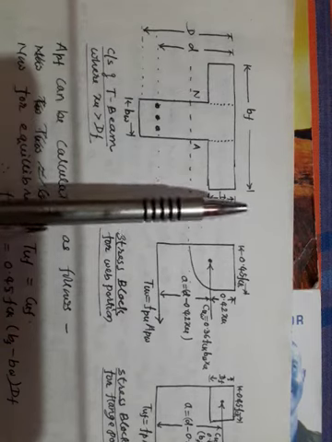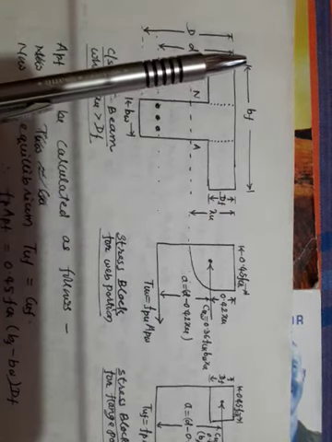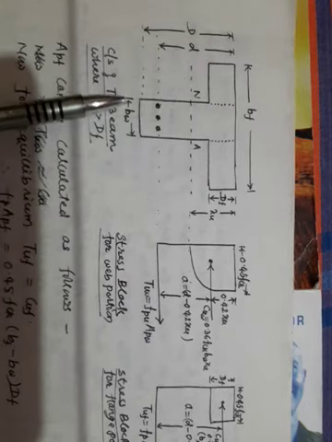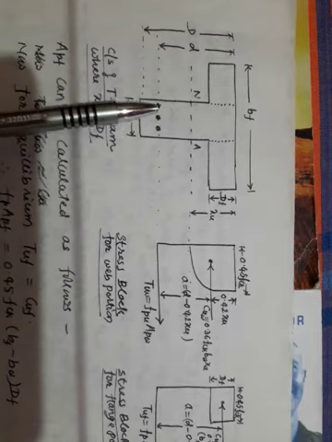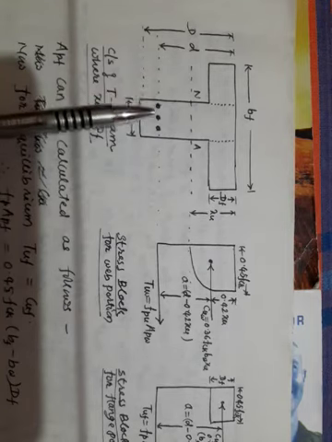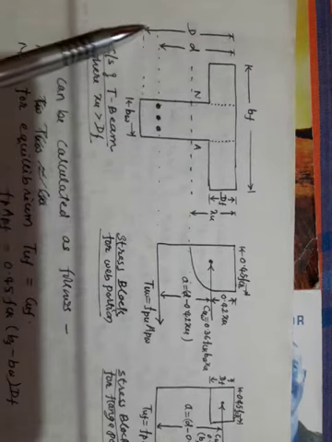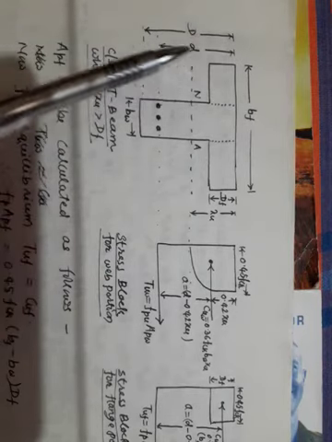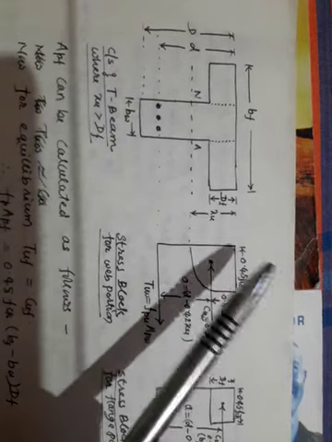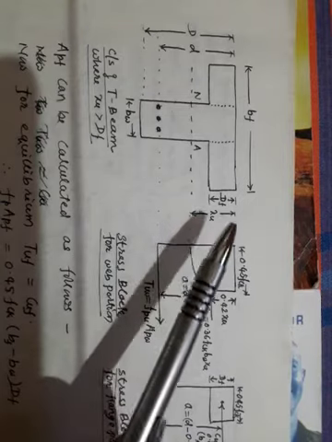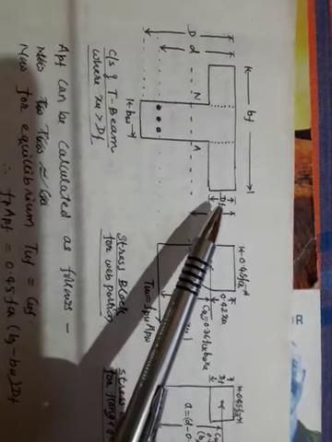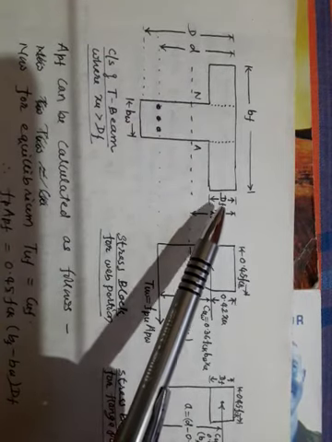Here I have a T section. I have called this BF, the breadth of the flange. This is BW, the breadth of the web. The total area of steel is AP. This is your overall depth, capital D. This is your effective depth, small d. This is your neutral axis, and the neutral axis depth is XU. I will call the thickness of the flange DF.